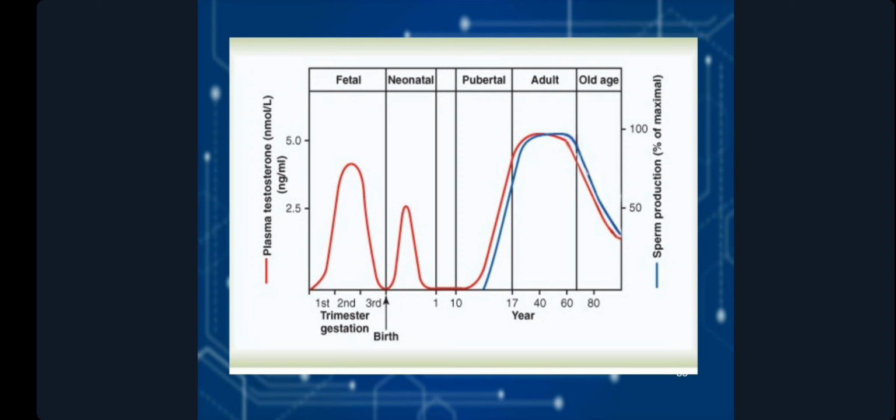So you are seeing the secretory pattern of testosterone in this graph as a red line. Here you are seeing before birth and after birth. In the first month after birth, the level of testosterone increases a little, but then decreases until puberty. In puberty, the level of testosterone increases, and you are also seeing spermatogenesis, the sperm production, as a blue line. After puberty, the level of testosterone is in parallel with spermatogenesis.